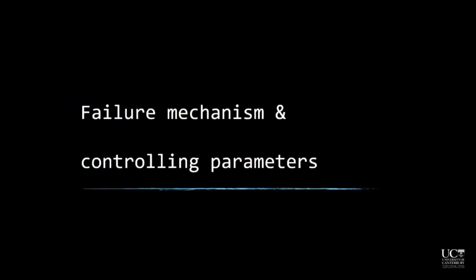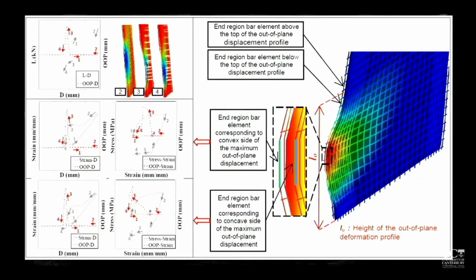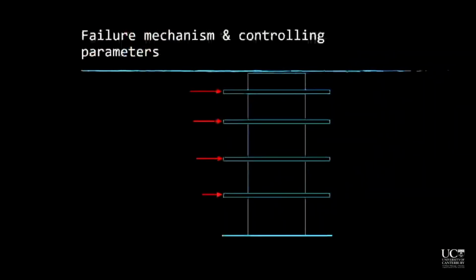To understand the failure mechanism predicted by the model and the controlling parameters, we did a number of parametric studies and investigated the local response of the reinforcement and concrete elements at different locations, particularly at the location where the out-of-plane deformation was maximum. To put it in a nutshell, the failure mechanism captured by the model follows these steps.